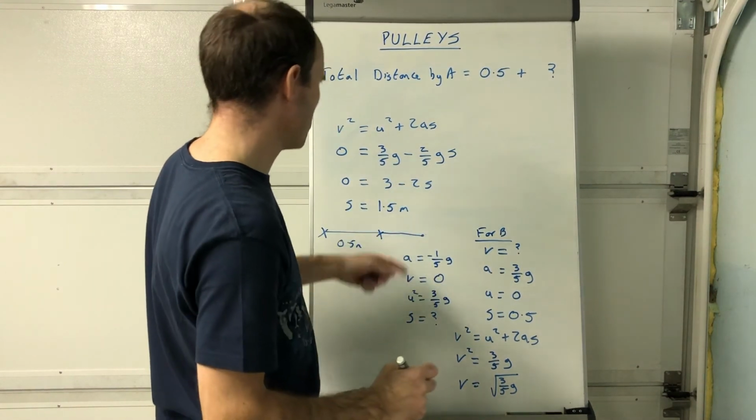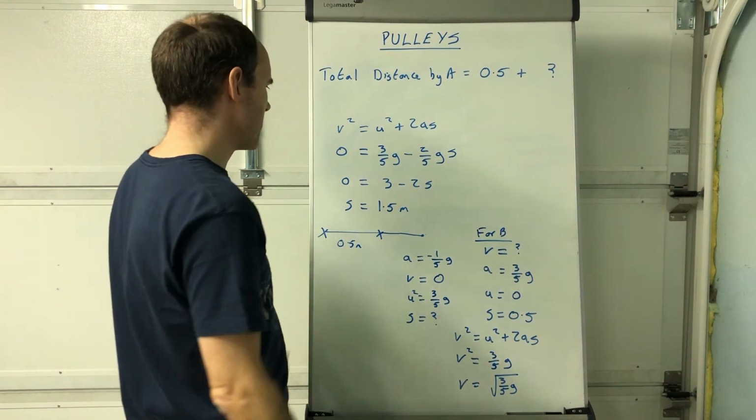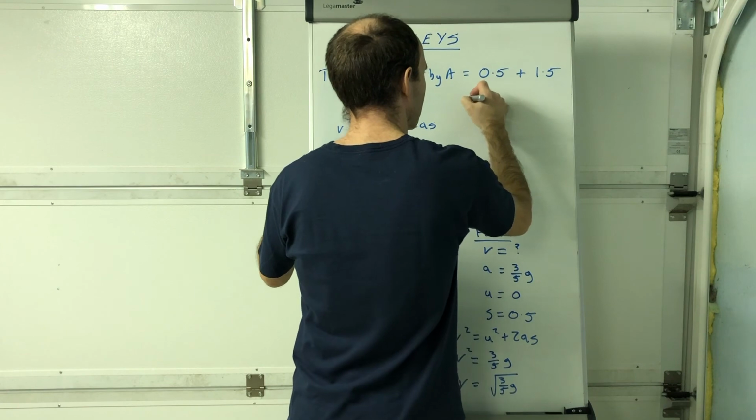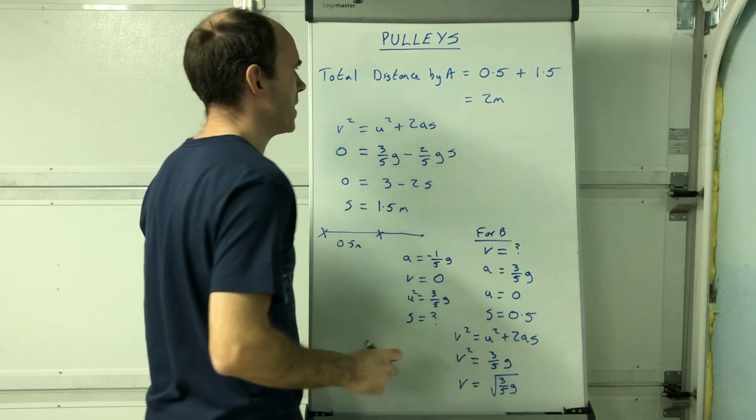So that's quite far actually, isn't it? 1.5. So plus 1.5 meters, and then your total answer is the distance moved by A is 2 meters.